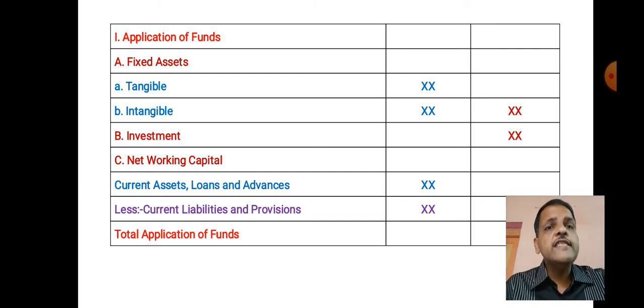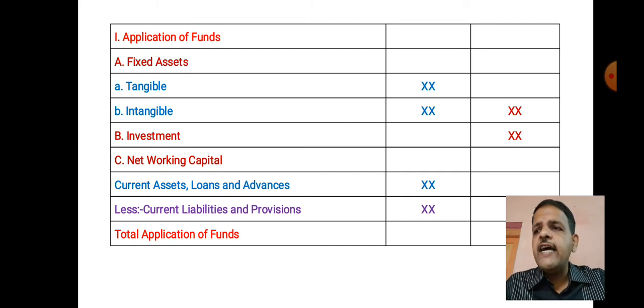Now let us go towards net working capital. Working capital means what? Working capital is nothing but whatever capital we are using to finance our current assets, to pay our current liabilities, or the capital which we are using for our operating cycle purpose. That is called working capital. Now, net working capital means what? Whatever is the total of our current assets, loans and advances, from that if we deduct our current liabilities and provisions, whatever we get is our net working capital.